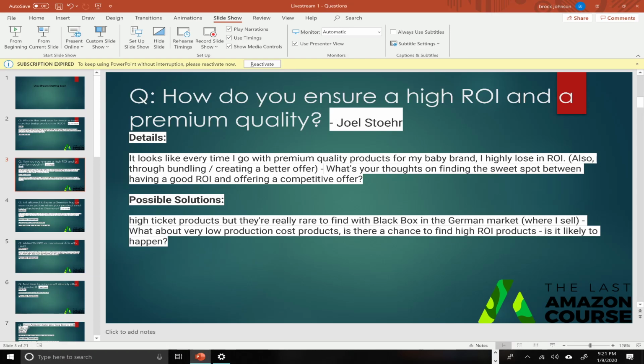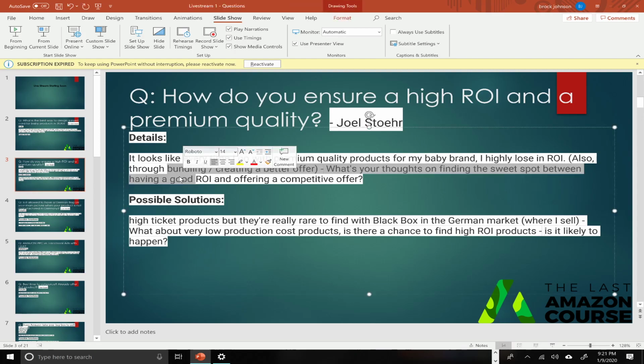Also, through bundling and creating a better offer, he's losing the sweet spot between having a good ROI and offering a competitive offer. Yeah, the answer to that is that you're not competing. You're building the only option. You are next to them, but that is the best option for them when you get that right. And when you're the only option on the market for that consumer because you did something different, you're not competing against anybody. You're just next to them in the store, but that's the only option they would actually consider. That's how you get a higher ROI.